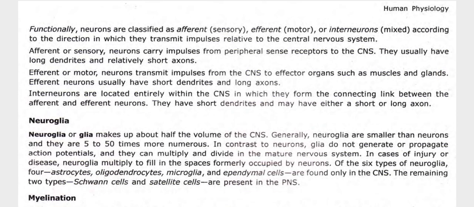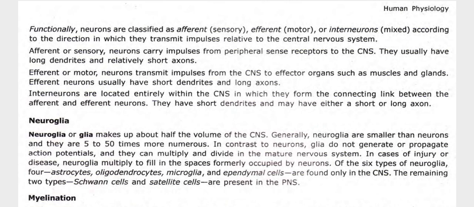So functionally, neurons are classified as afferent (sensory), efferent (motor), or interneurons (mixed), according to the direction in which they transmit impulses relative to the central nervous system. Afferent or sensory neurons carry impulses from peripheral sense receptors to the CNS. They usually have long dendrites and relatively short axons.